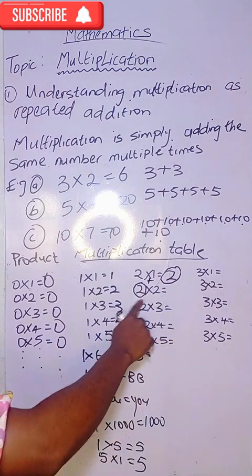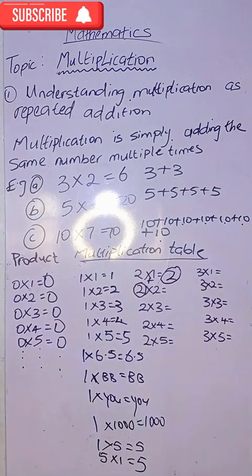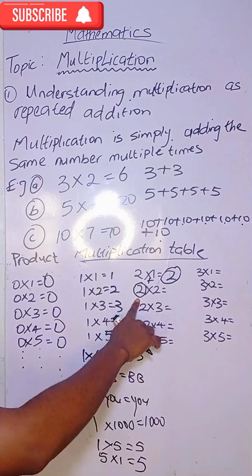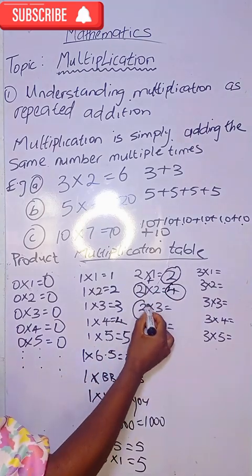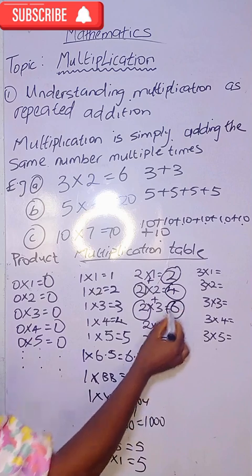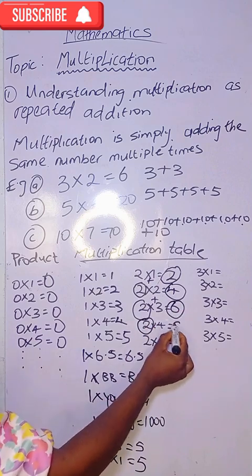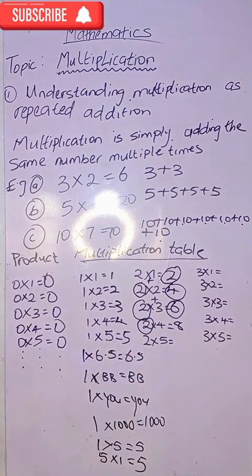So when you are given 2 times 2, you don't know it, but you know that 2 times 1 is what? 2. So what are you to do? This 2 plus this 2 gives us what? 4. This 4 here plus this 2 here gives us what? 6. This 6 here plus this 2 here gives us what? 8.